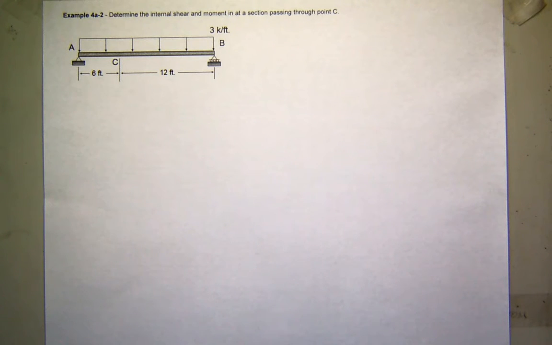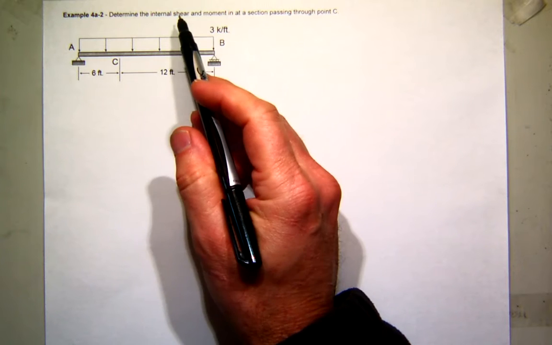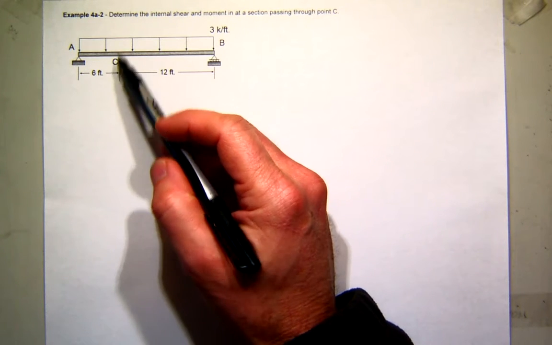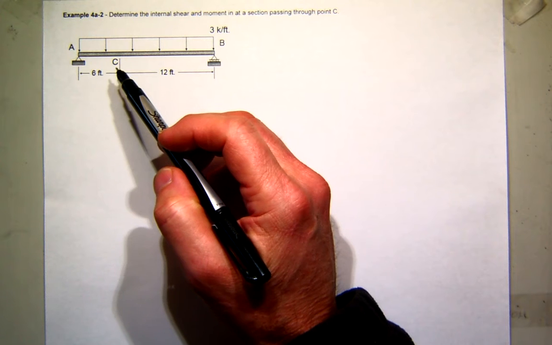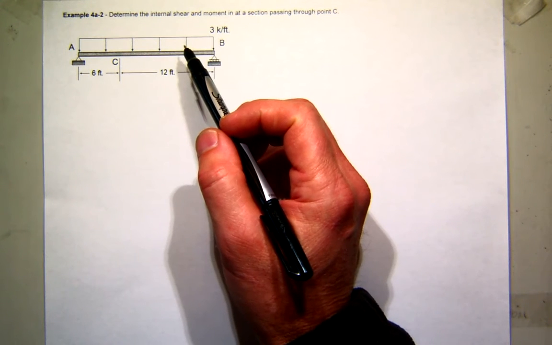So in this problem, we're still going to try to find the shear force and bending moment at a particular point, in this case point C. What's a little different from what we had before is we've got a distributed load. We didn't have a distributed load before.